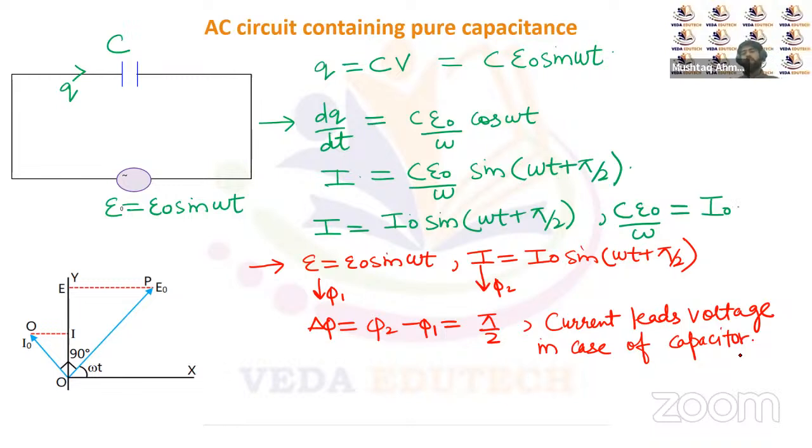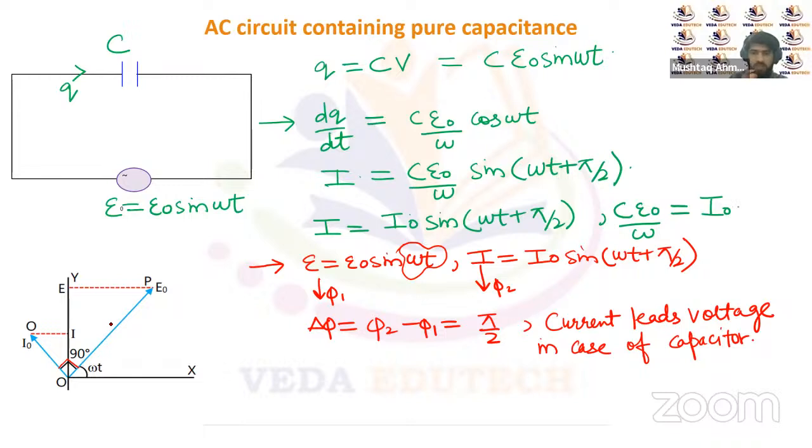Current leads voltage in the case of a capacitor, right? If we plot the vectors, the phasors for these two quantities, voltage and current, the angle which the voltage makes with the x-axis will be omega t, and the current will make an angle of omega t plus pi by 2. It means that if this is omega t, then there will be a 90-degree angle between the current I and the E naught.